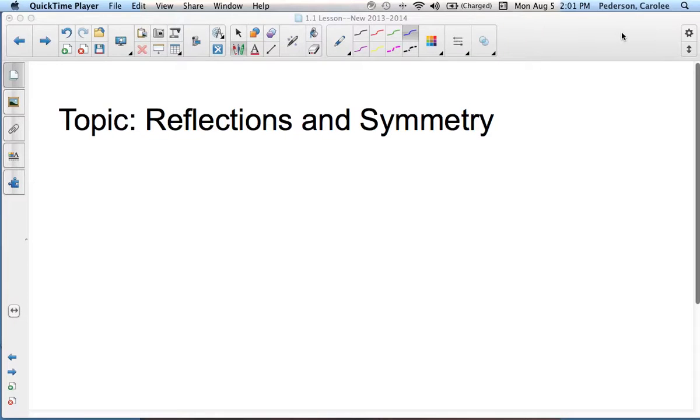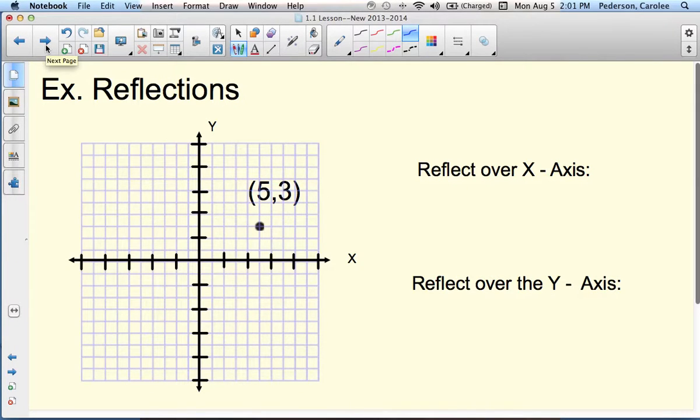This video focuses on reflections and symmetries. This first example is just an ordered pair (5, 3), and we want to reflect it about the x-axis and the y-axis and find out what would be the new ordered pair. So we have an ordered pair over 5, up 3, and here is our point.